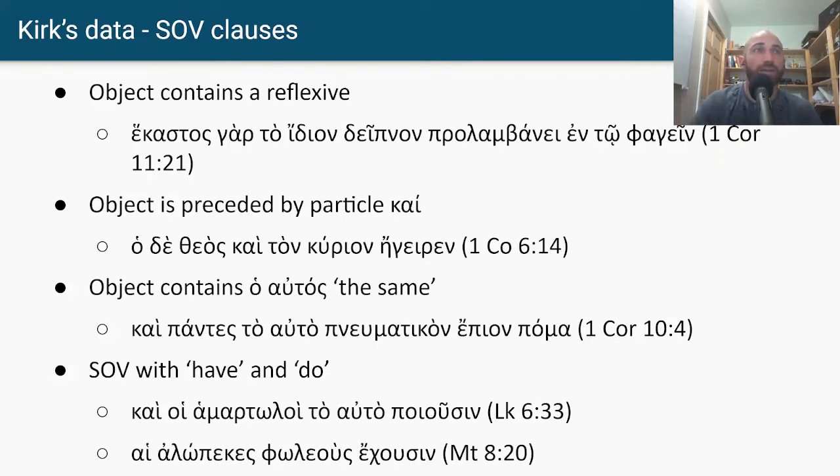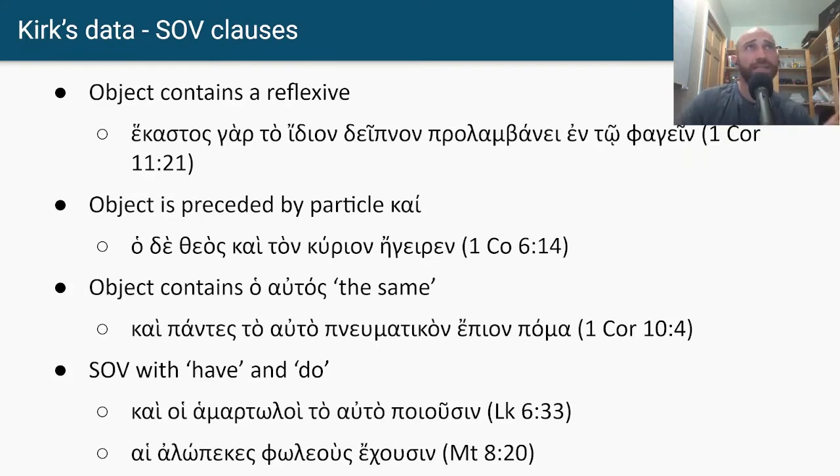And then the SOV is often common with have and do. So I'm not going to run through all these examples. You can see them for yourself. When the object contains houtos, we have an example from 1 Corinthians 10:4. And when you have SOV with have and do, we have examples from Luke 6:33 and Matthew 8:20. Sorry, and you can, again, look these up. They're not super important for what we're doing.